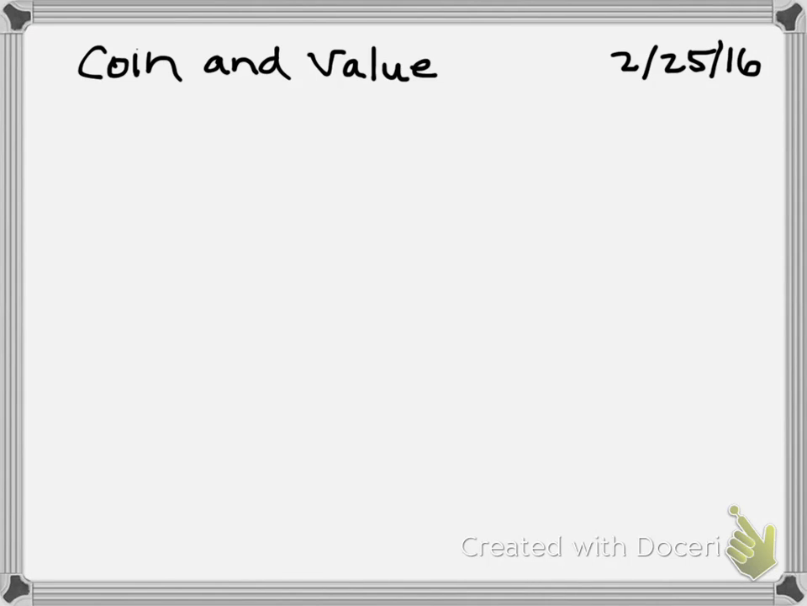The coin and value problems are like the ones you saw in homework about tickets to some sort of play, where you have two different groups of people paying two different prices. You know how many total tickets were sold and how much total money was made. And then your job was to figure out how many of each of the tickets were sold. And there's a problem like that on the quiz as well.